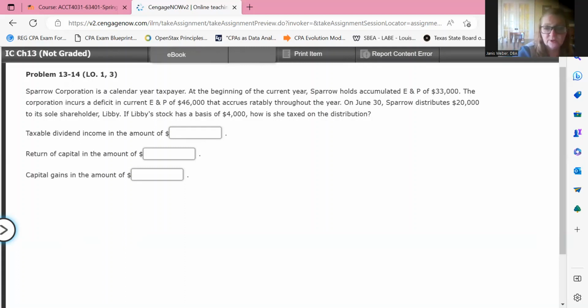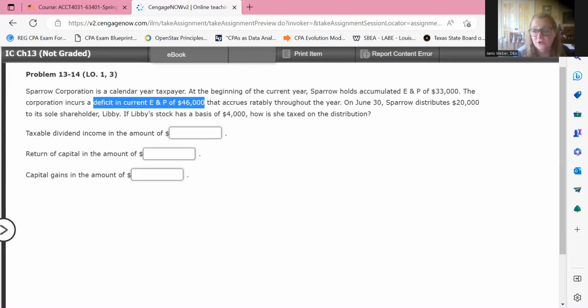Okay, so let's see what we can do with this one. We're going to have this little calculation box. So what I said was, okay, the accumulated E&P was 33. Our current, as of the date of the distribution, June 30th, was half of this. This is the year's deficit. So half of it is 23,000.